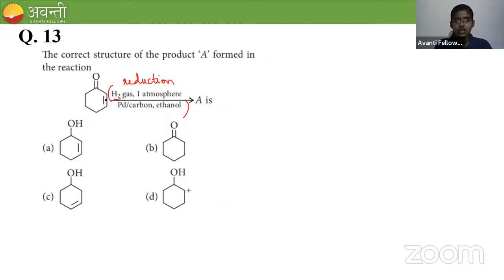So what happens on reduction? You have to break the double bond and add hydrogen on both the carbons. So what will you get finally? We will get C6H10O. Yeah, good, correct. So we'll add both the hydrogens, we'll get the compound like this, and the name of this compound is cyclohexanone. So option B is the correct answer for this question. Okay, so moving on to the next question.